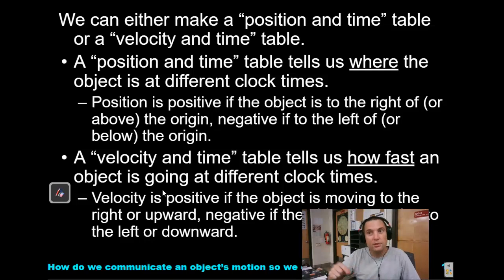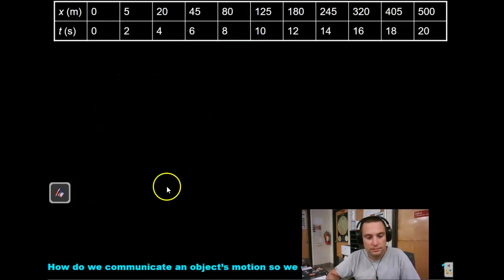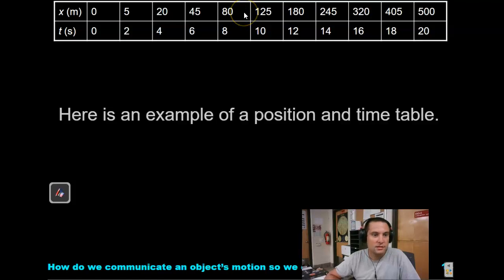That negative, remember, is just the direction that we're going. So here we go, with an example: position and a timetable. We can see time is equally spaced out here, so we know it's every 2 seconds. We've seen those before in the last slideshow.